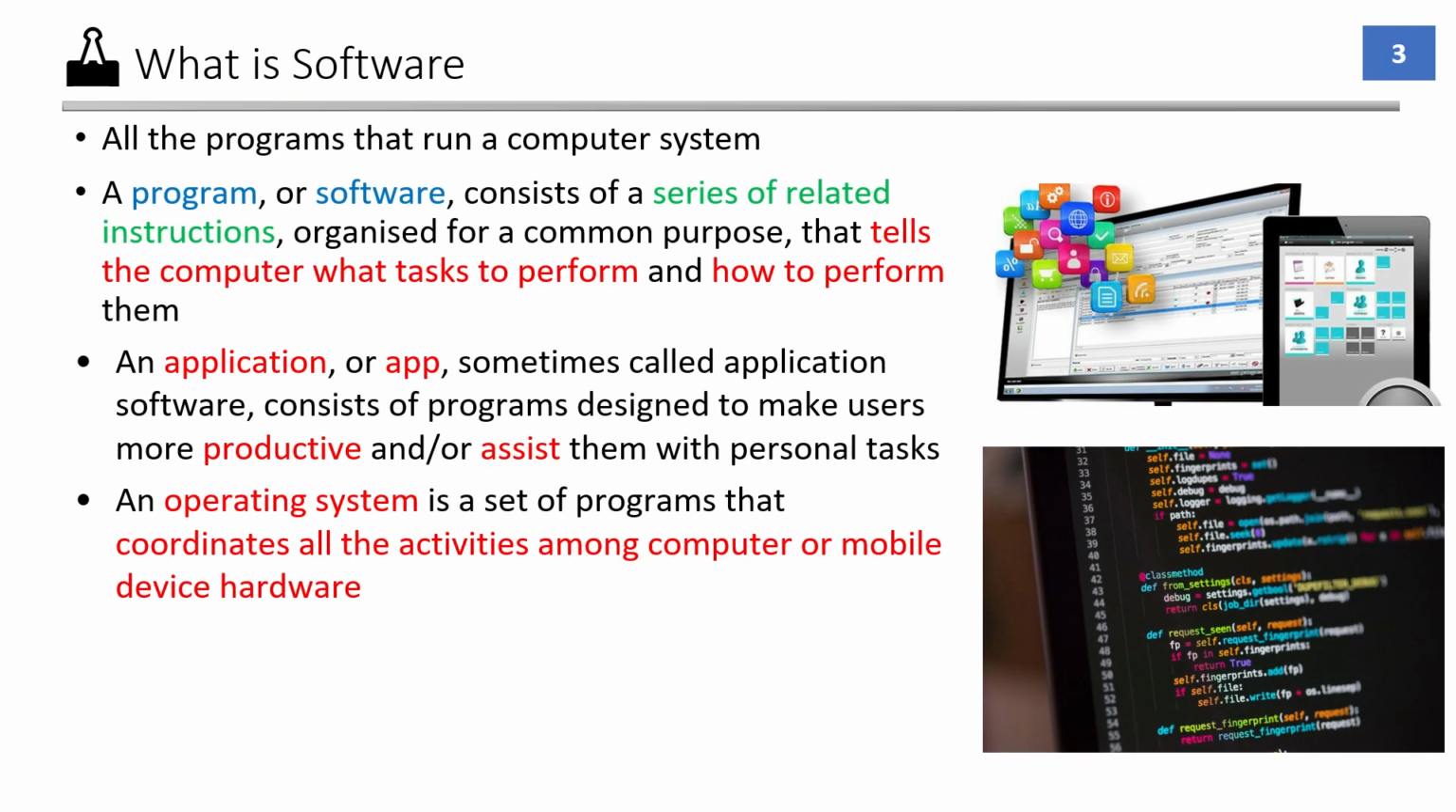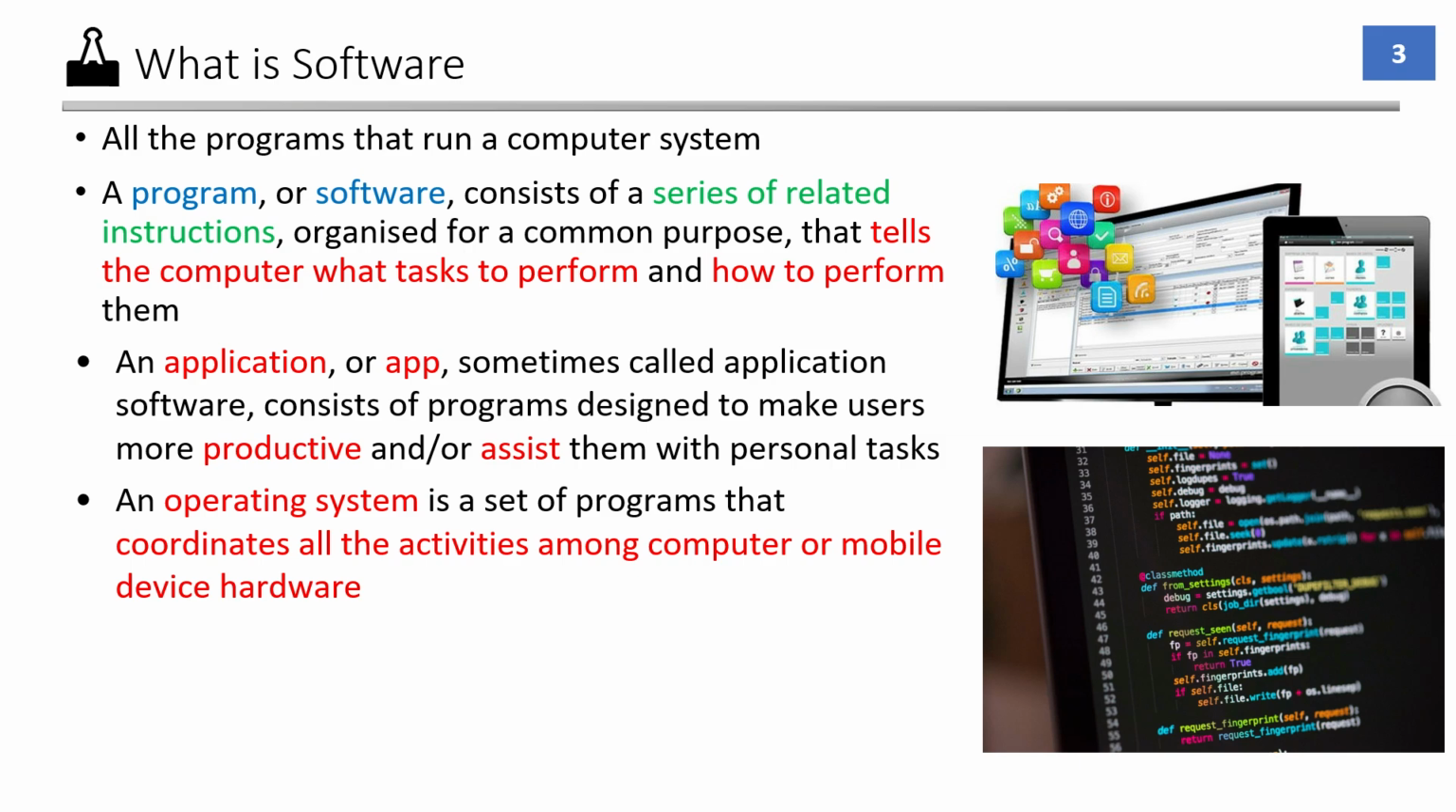Software refers to all the programs that run on a computer system. Without software, computer hardware cannot perform any useful tasks. A program, also called software, is a set of related instructions written to tell the computer what tasks to perform and how to perform them.